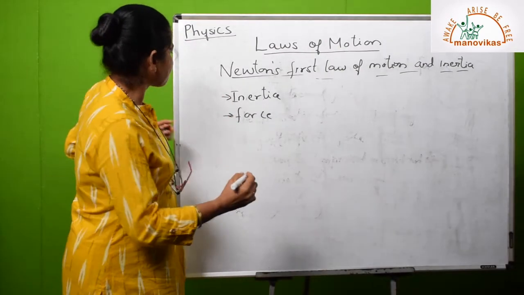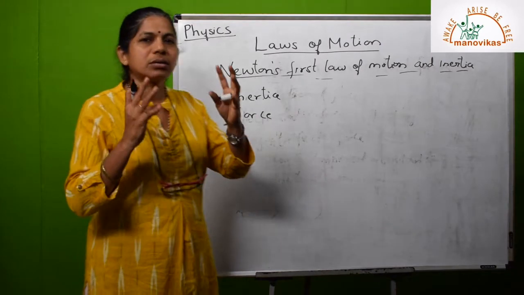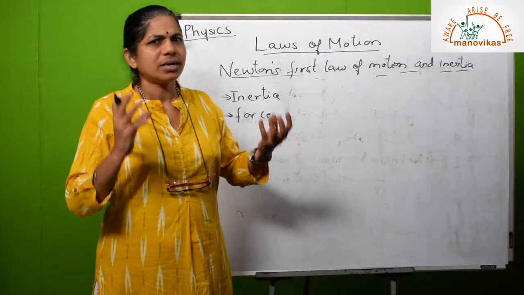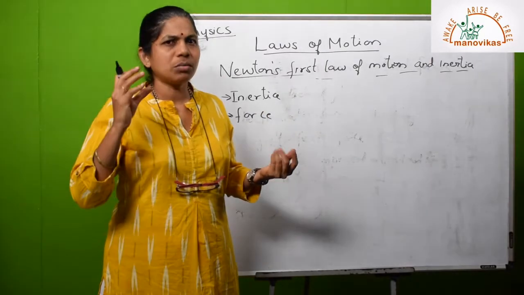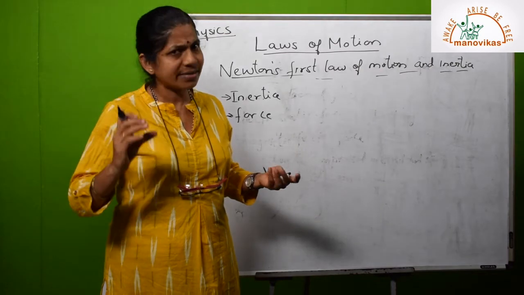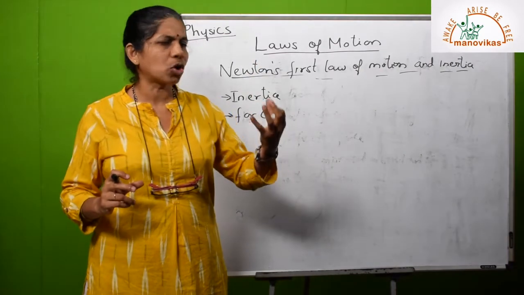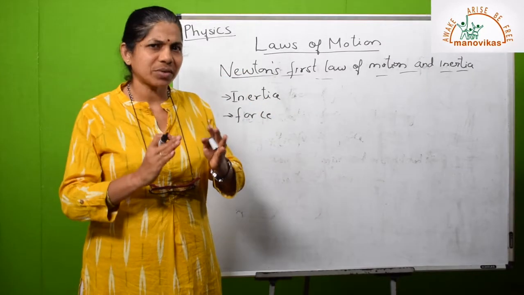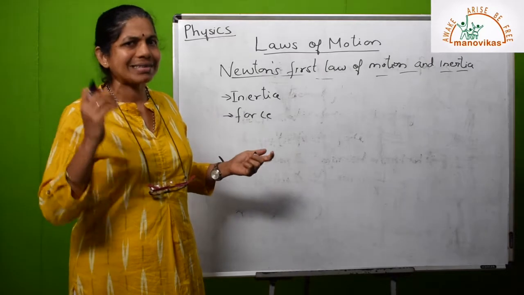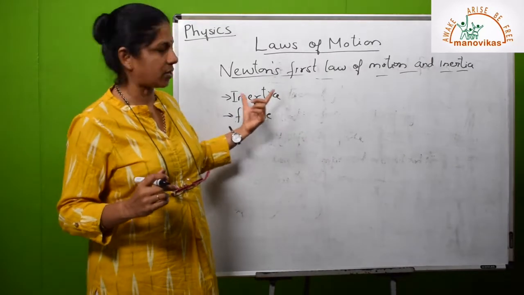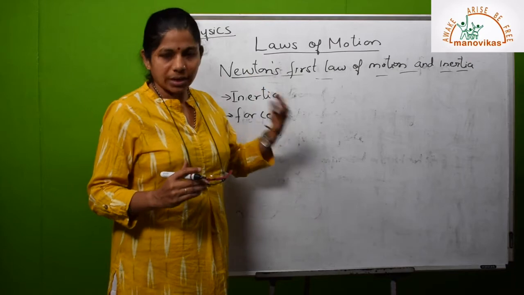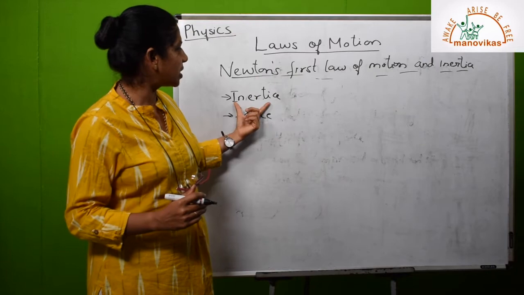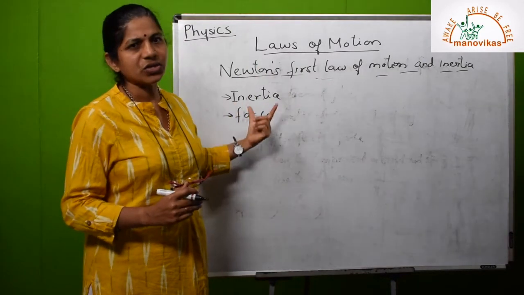Okay. Now, for example, when you're comparing a tennis ball and a season ball, the tennis ball, because of its less mass, will have less inertia, and a season ball, because of its more mass, will have more inertia. So inertia has something to do with mass. It is the intrinsic property of mass. Right? Now I'll give one or two examples of inertia of rest and inertia of motion.